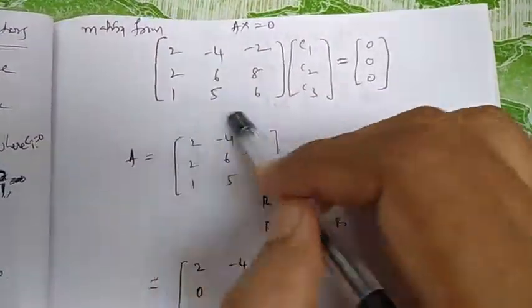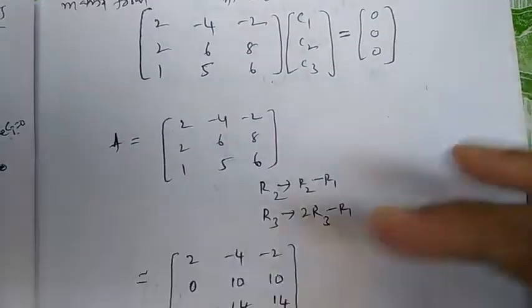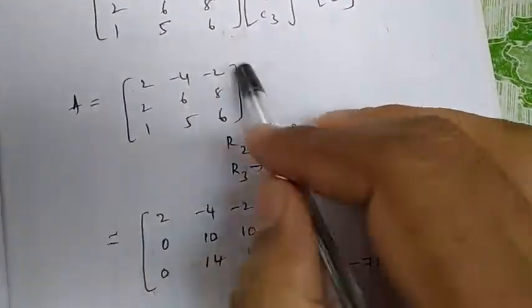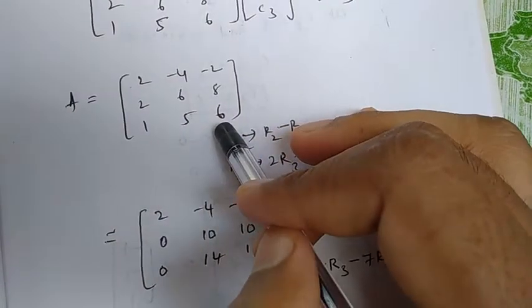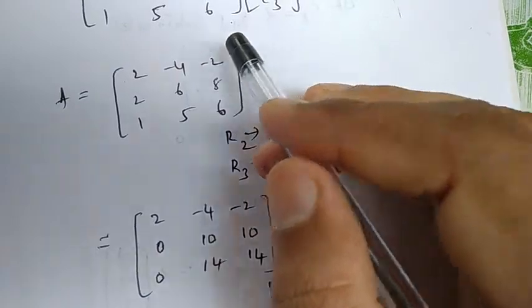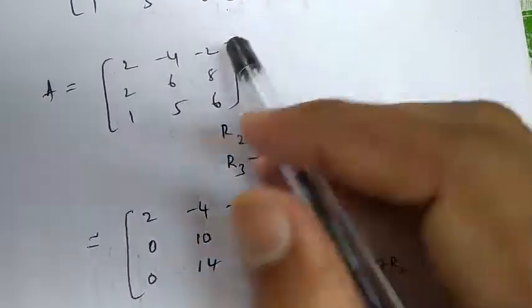X equals 0, then the A matrix and the variable matrix C1, C2, C3 equal to 0. Now consider the A matrix here. Try to find the rank of this by using echelon form. If the rank of A equals the number of unknowns, there is a unique solution. If the rank of A is not equal to the number of unknowns, there are an infinite number of solutions, right?